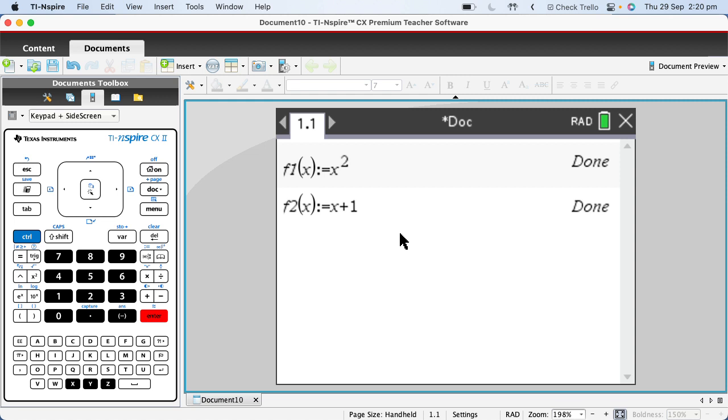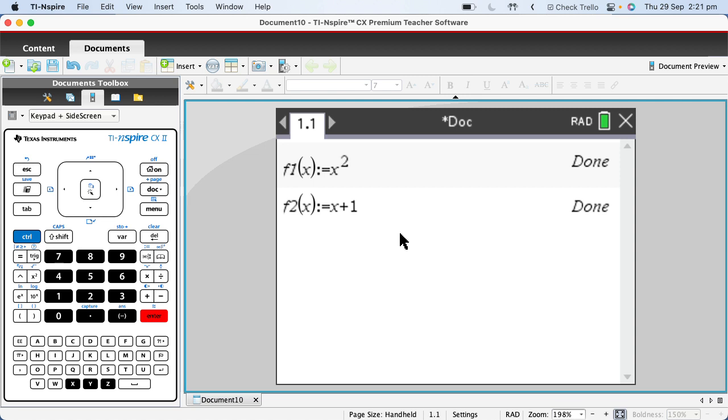If f3 of x is equal to the composite of f1 and f2, what that means is that f1 is the outside function, so I'm squaring, and instead of having x as the input, I have f2 as the input. And what is f2? x plus 1. So the new function is x plus 1 all squared. Okay, that's how composite functions work.